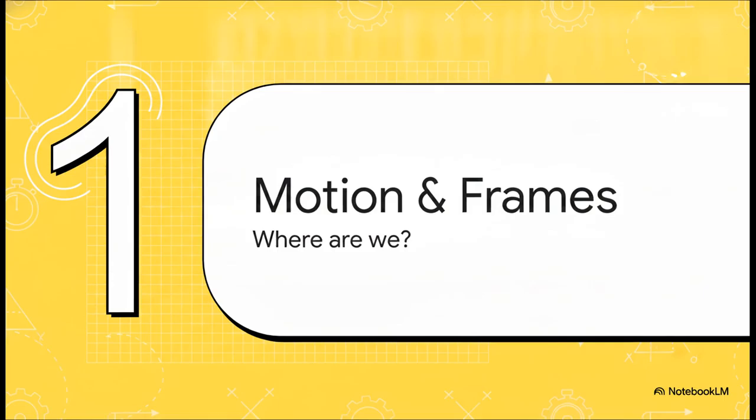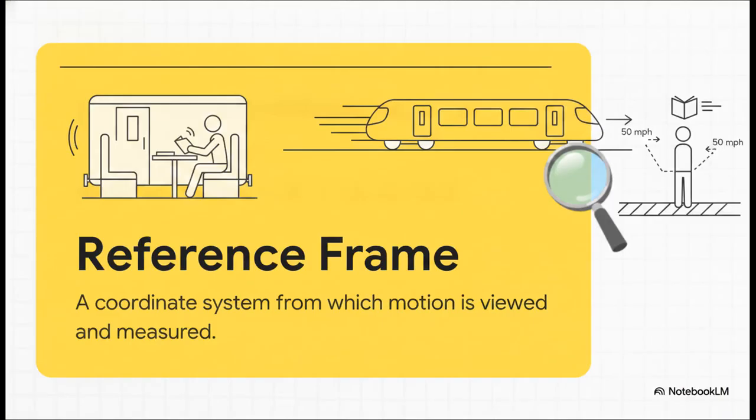All right, part 1, motion and frames. Where are we? Before we can describe movement, we have to establish a starting point. To define motion, we first need a reference frame. So what is a reference frame? It's simply a coordinate system from which motion is viewed and measured.